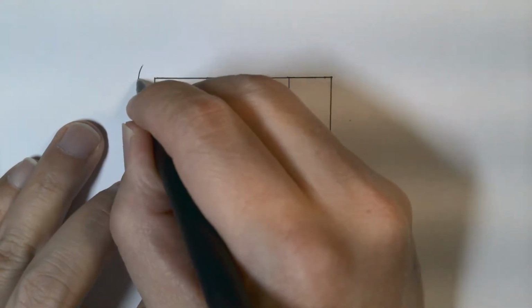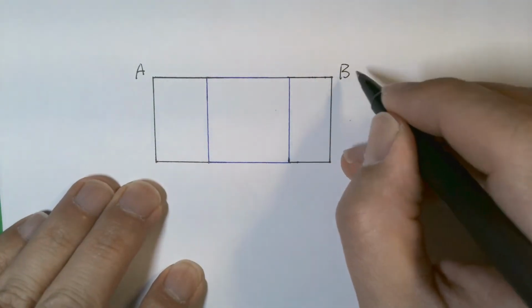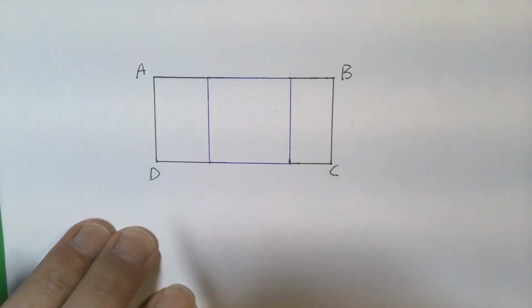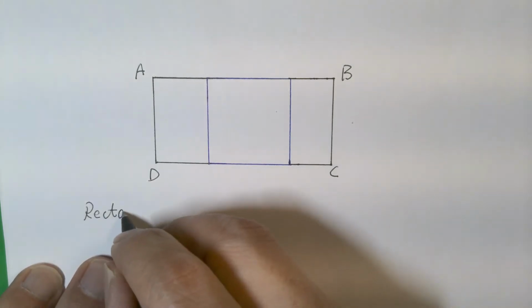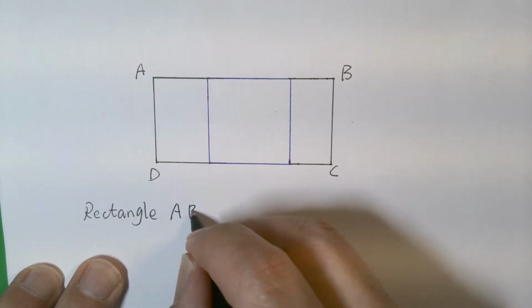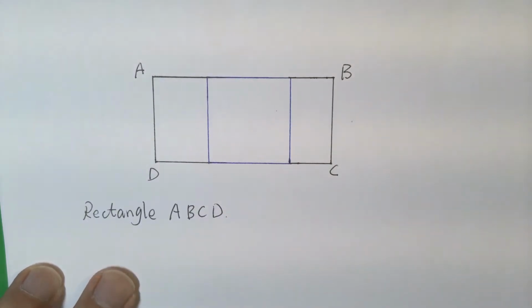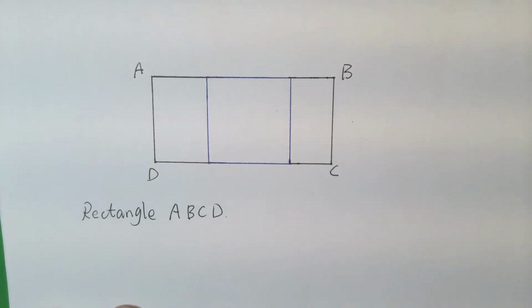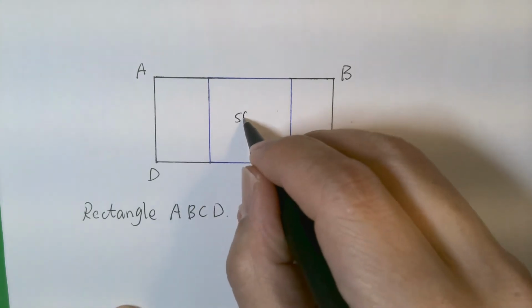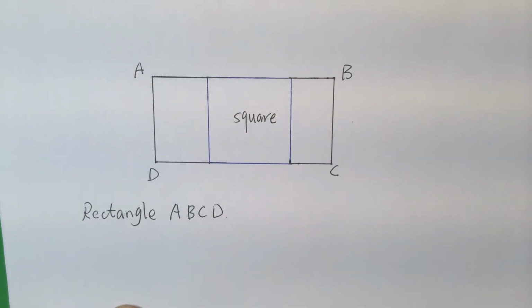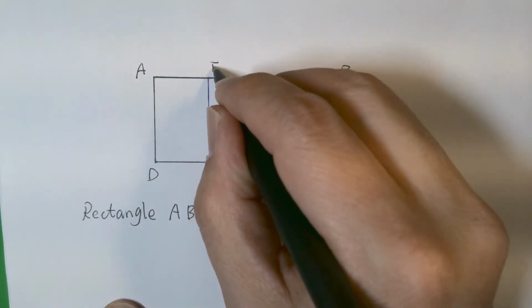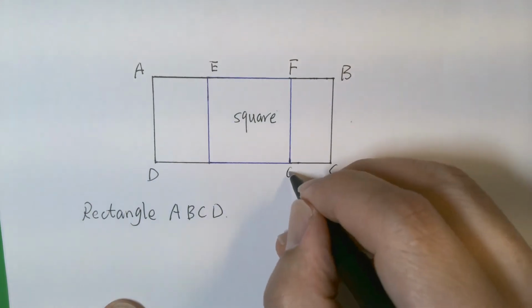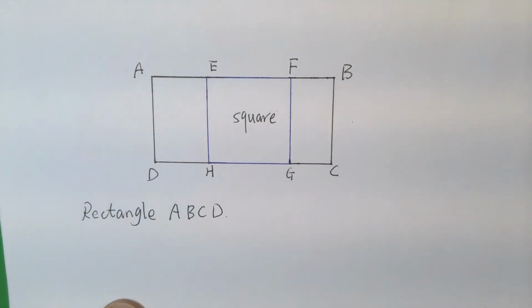Let's call this rectangle A, B, C, D. Okay, let me write here, a rectangle A, B, C, D. Now inside this rectangle, we have a square here. Let's call this square E, F, G, H.